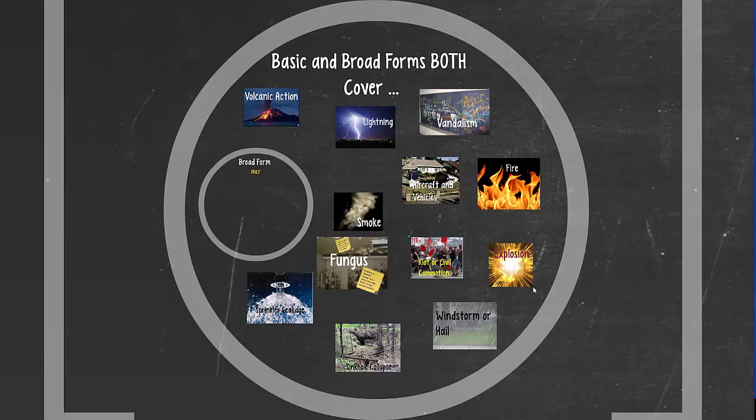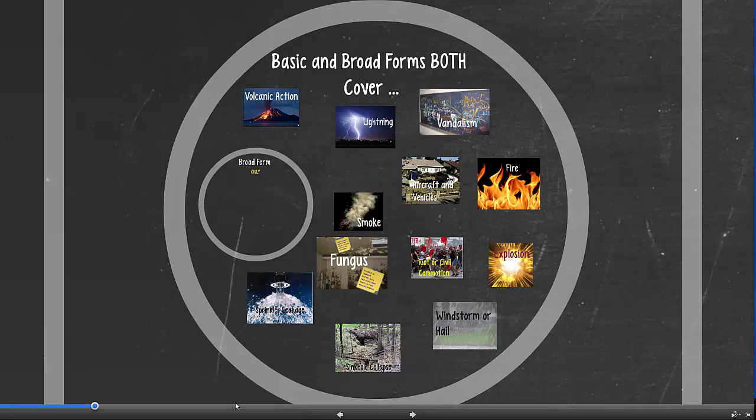Both the basic and the broad forms cover all of these perils that I'm about to talk about. And then at the end of this, we'll talk about a few additional perils that only the broad form covers. So the basic form is less broad than the broad form in terms of causes of loss.